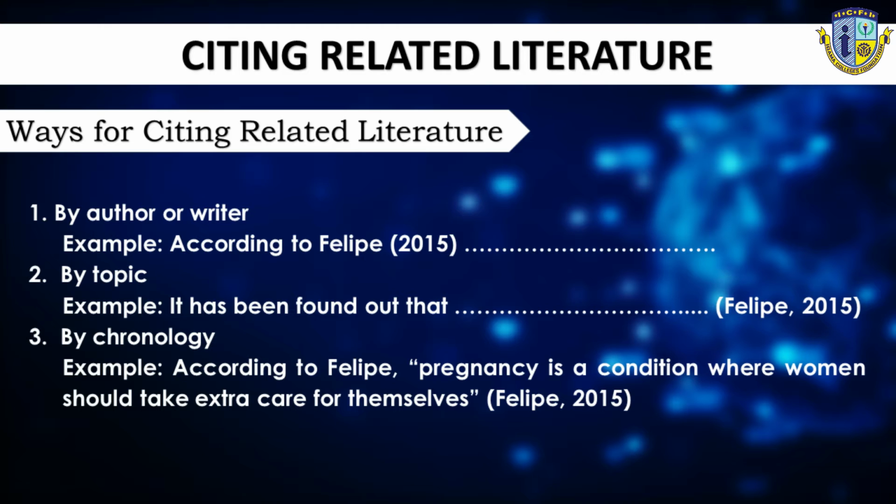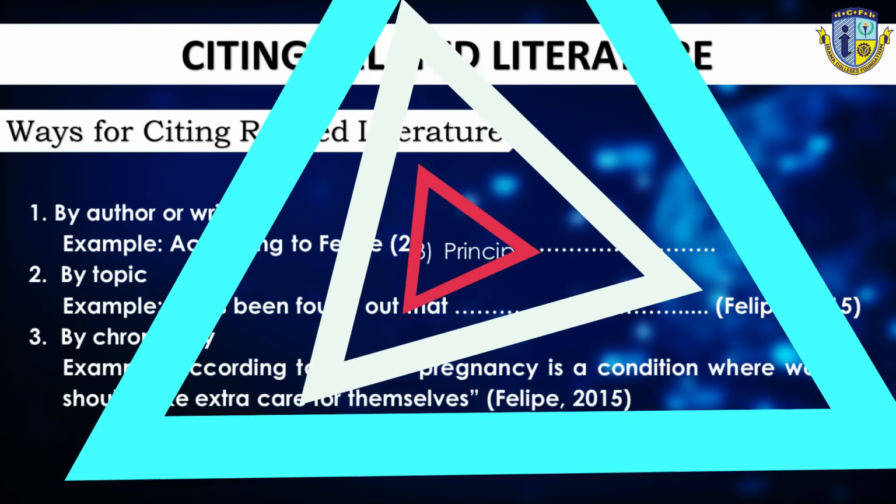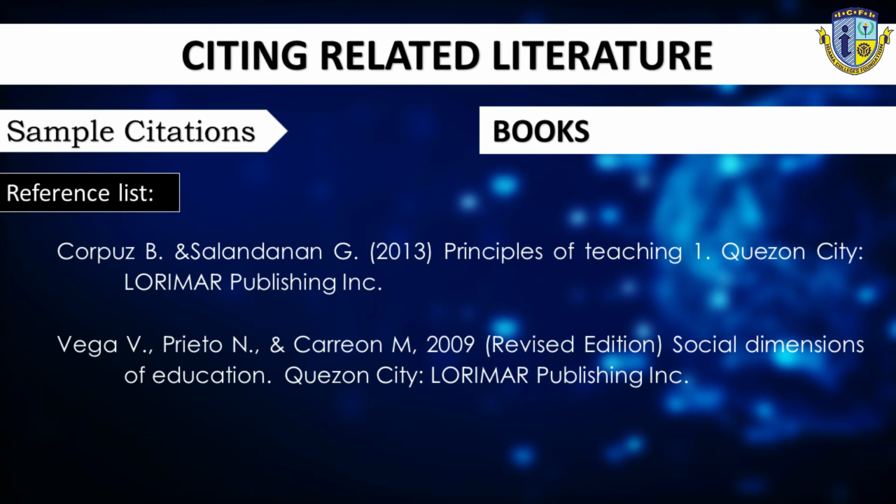Or second, by topic, state first the information, just like this: "It has been found out that," then put the information, and at the end of the sentence, the author and the date inside the open and close parentheses. And by chronology, for example: "According to Felipe, pregnancy is a condition where women should take extra care for themselves (Felipe, 2015)."